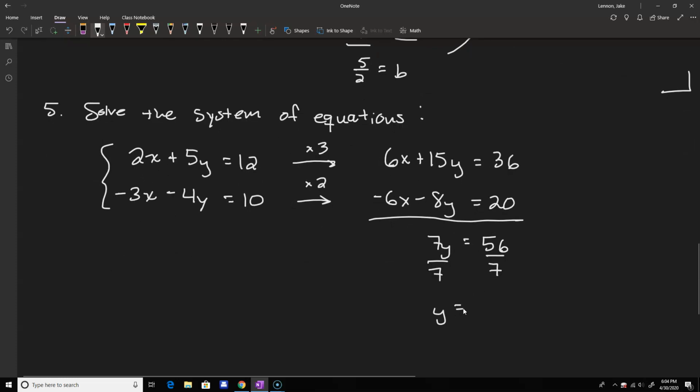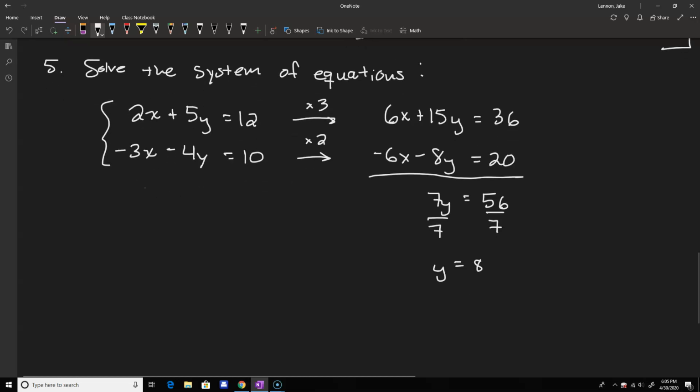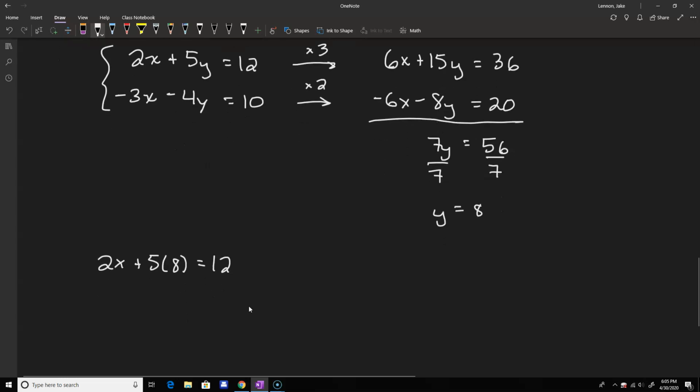So y is equal to 8. But we're not done. Remember, the solution is an ordered pair, so we want to plug that in to one of the original equations. So let's say we plug it into the top equation. Then we'll have 2x plus 5 times 8, and that'll equal 12. So then what we want to do is solve for x.